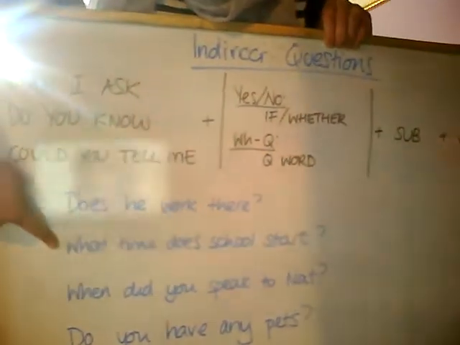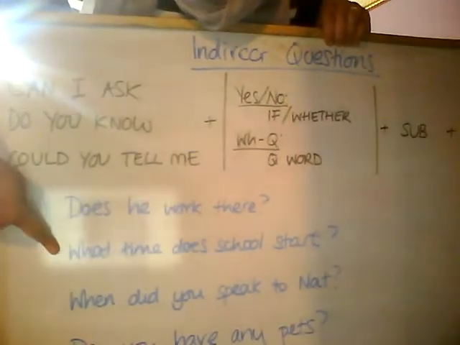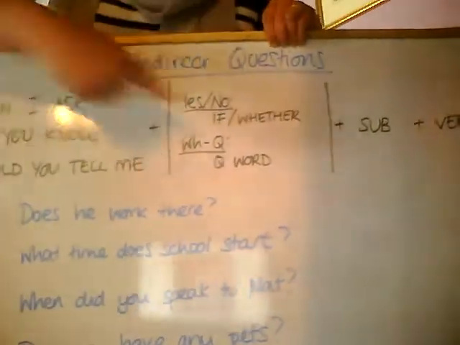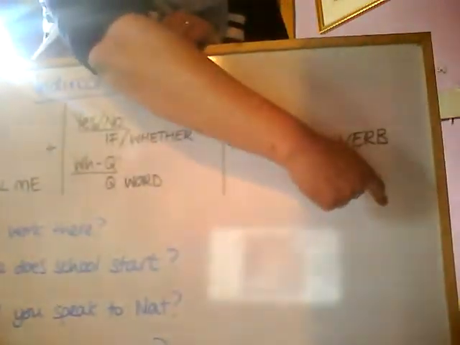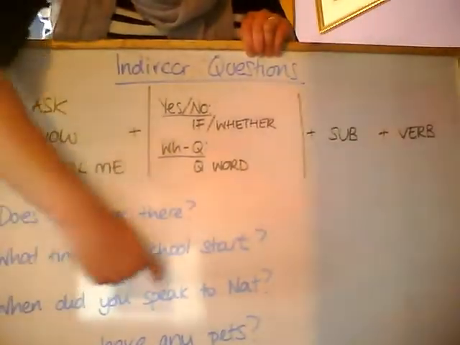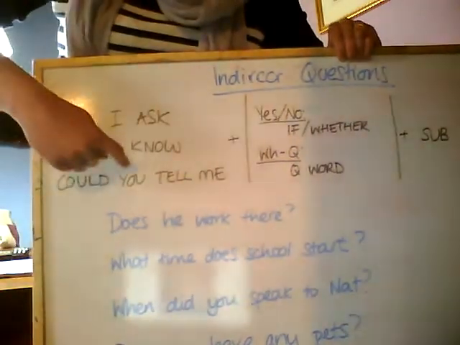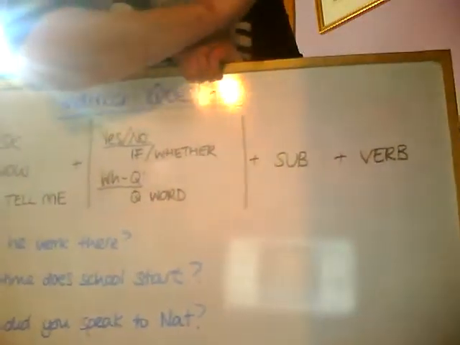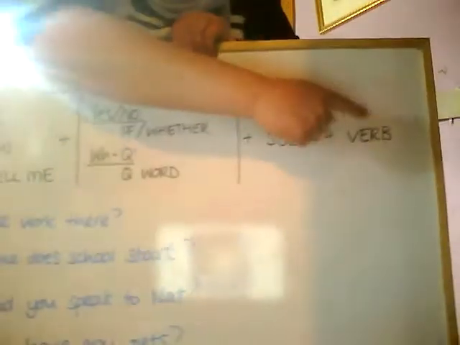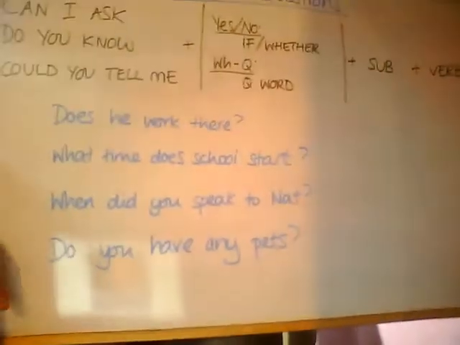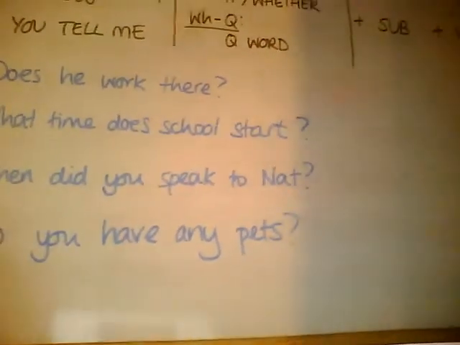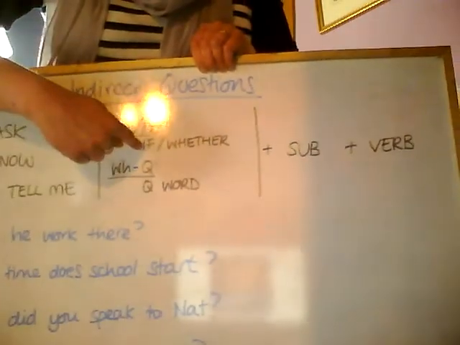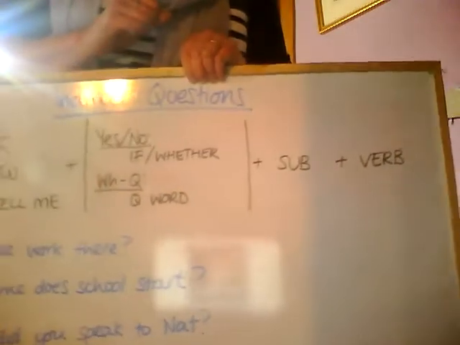What about the second one then? What time does school start? What time is a question word, so can I ask what time school starts? When did you speak to Nat? Could you tell me when you spoke to Nat? Be careful, this question is in the past, so again the verb in the past. And finally, do you have any pets? Can I ask if you have any pets?